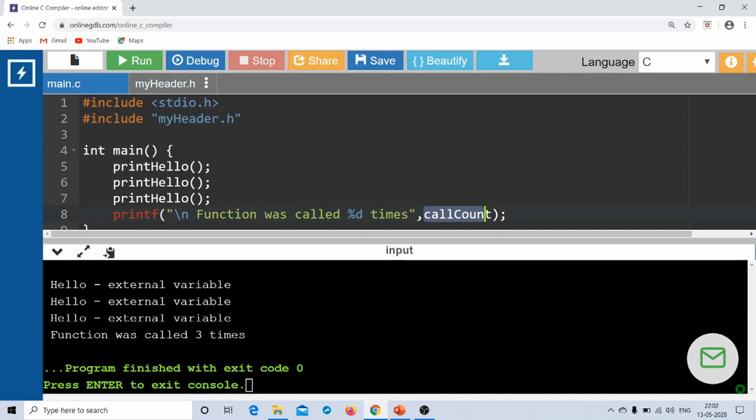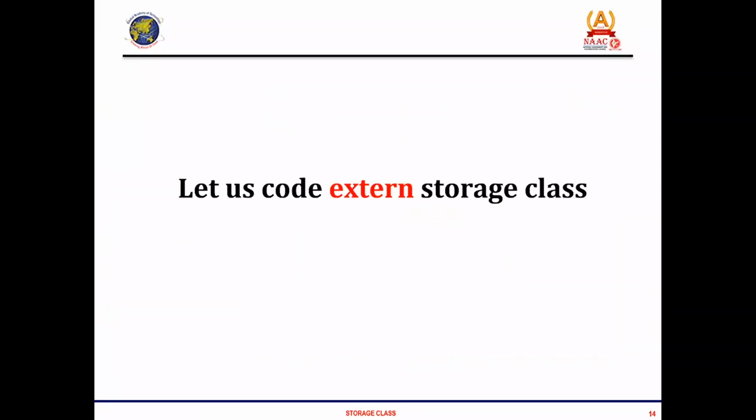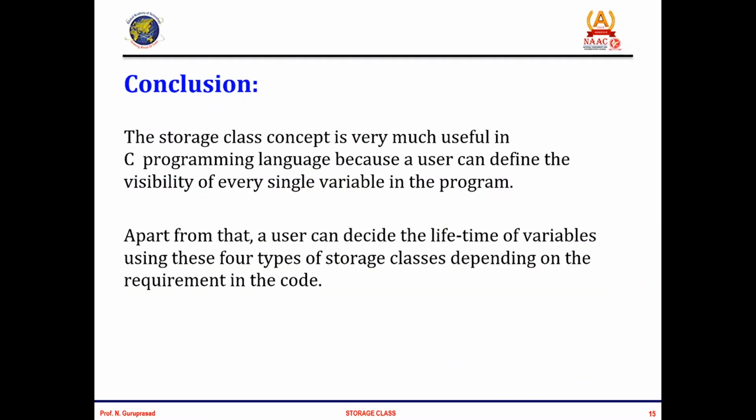So that is how basically the storage class keyword extern works in the C programming language. Now, let me conclude the storage classes. The storage class concept is very much useful in C programming language because a user can define the visibility of every single variable in the program. Apart from that, a user can decide the lifetime of variables using these 4 types of storage classes depending on the requirement in the code.